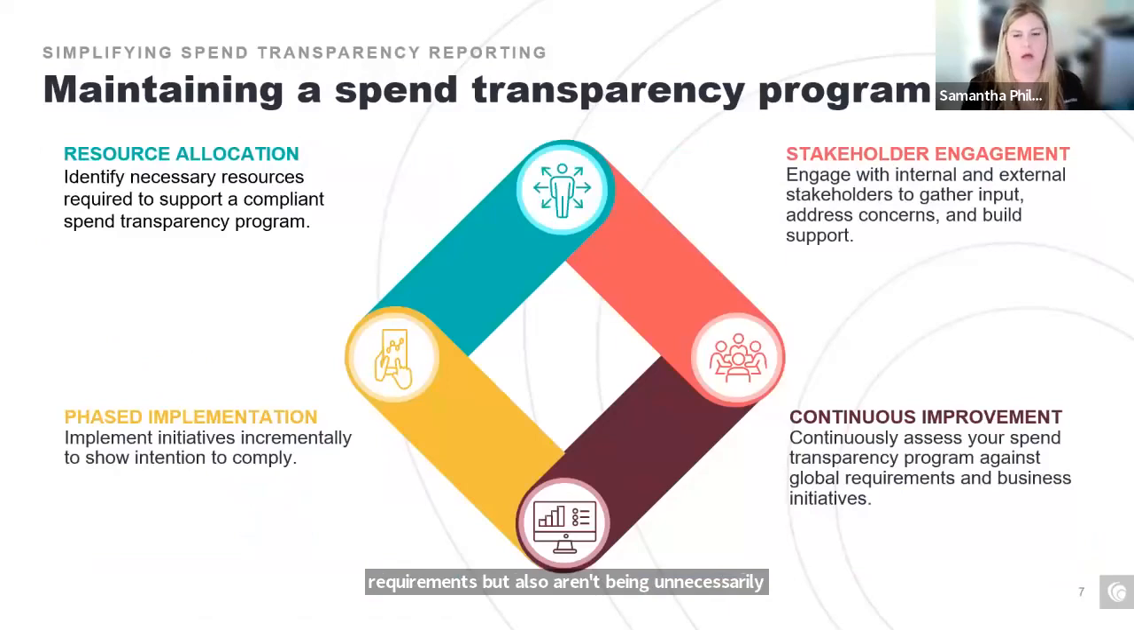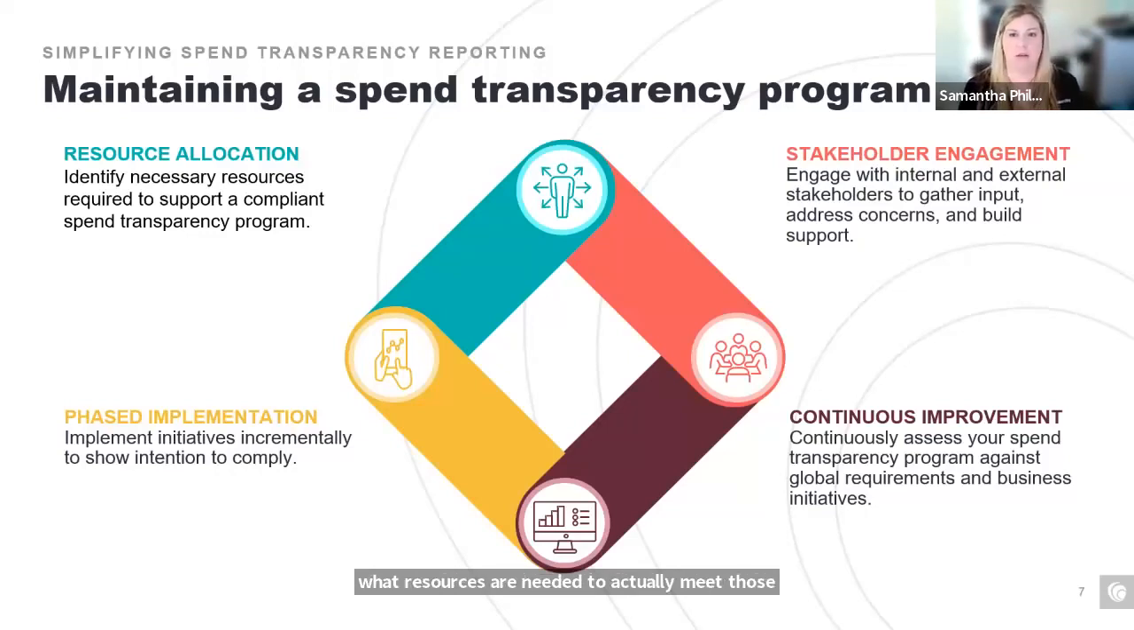On the next slide, we talk a little bit about how you maintain a spend program, right? What are the key tenets that we want to be thinking about and keeping top of mind as we endeavor down that spend transparency program? I think the first, and probably the biggest challenge to consider, is resource allocation, right? Identifying what the scope of the program is, where you are required to report, and then what resources are needed to actually meet those requirements.